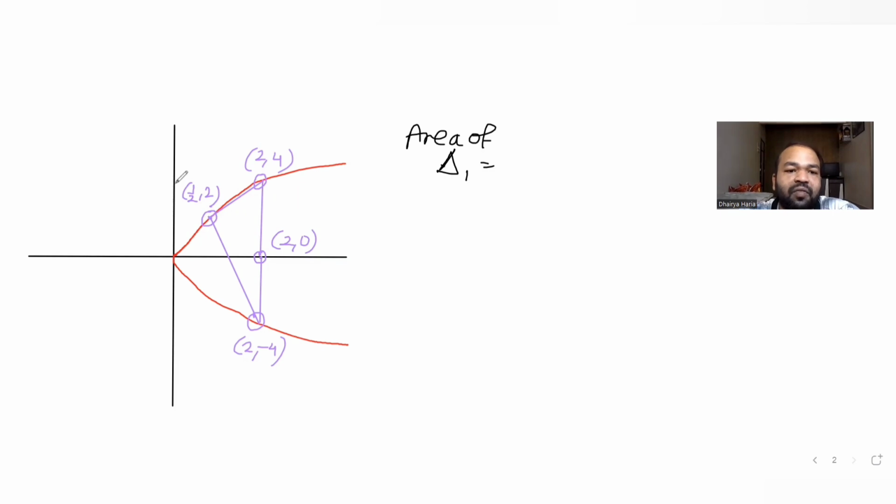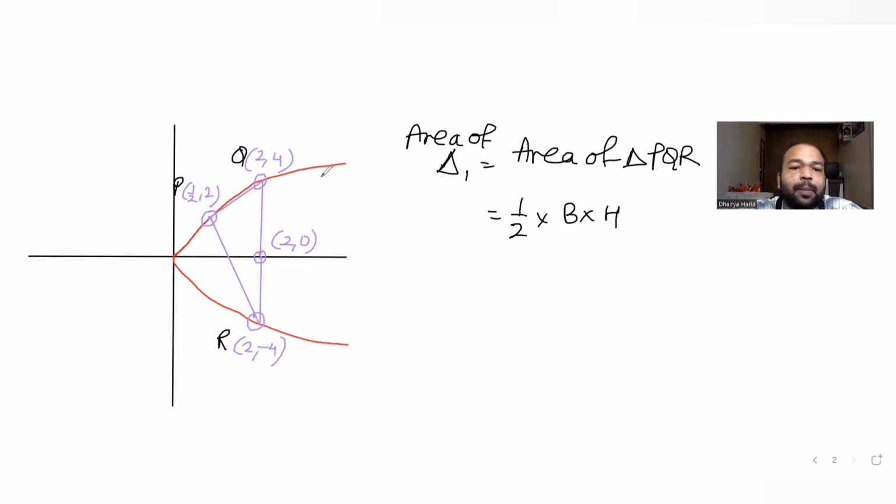Area of triangle 1 means you're finding the area of the triangle with P and the endpoints of the latus rectum. Let them be Q and R. So you are just finding the area of triangle PQR, which is half base times height. The base is the difference in the y coordinates of Q and R, that is 4 units above the x-axis and 4 units below, so the total base of the triangle becomes 8 units.